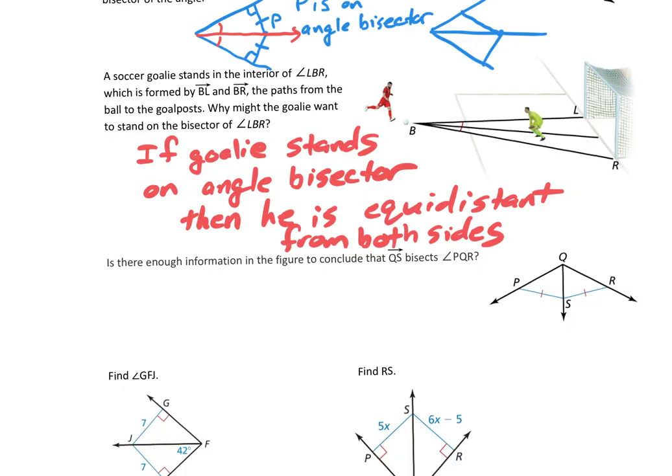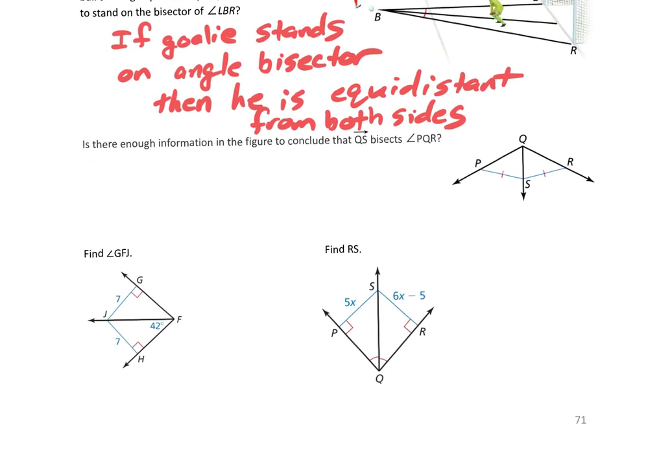So that means goalie's got to be pretty good at geometry, right? It's all about geometry. If you want to know when we ever use stuff like this, it's all about geometry. Use it all the time.